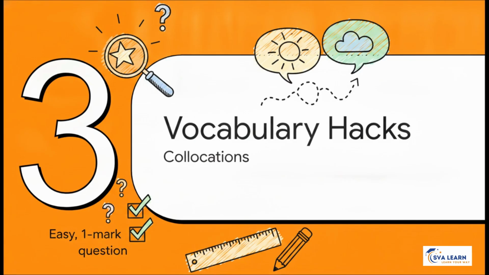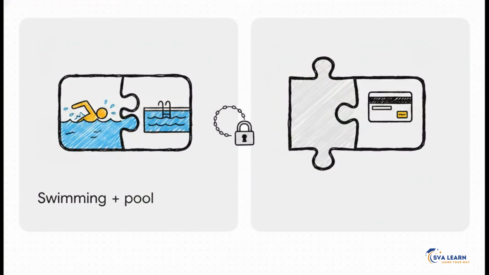Next up, section 3, high-yield vocabulary hacks. Now, collocations. They're just words that naturally stick together in English like glue. And the board loves testing very specific combinations. When they give you swimming, they want pool. When you see credit, you look for card. Honestly, do not overthink this section. Memorize these textbook pairings because the answer key, it is completely inflexible here.